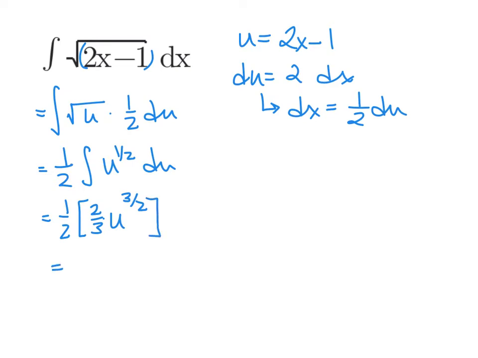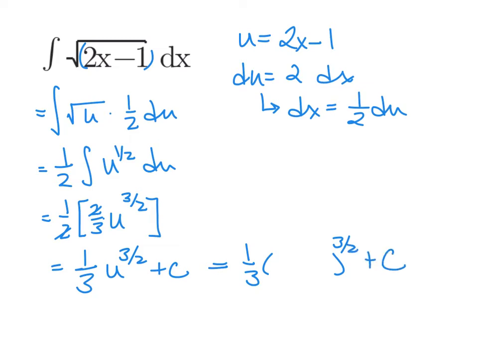Then when we simplify, the 1/2 and the 2 will cancel, and we have 1/3 u to the 3/2 plus c. And we finish it off by writing our answer in terms of x. Right now we have it in terms of u. We integrate it in terms of u, but we need to return our answer in terms of x. So we'll have 1/3 times whatever u was to the 3/2 plus c, and u was 2x minus 1.